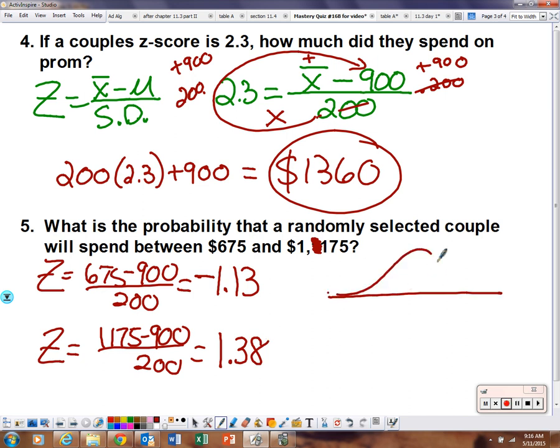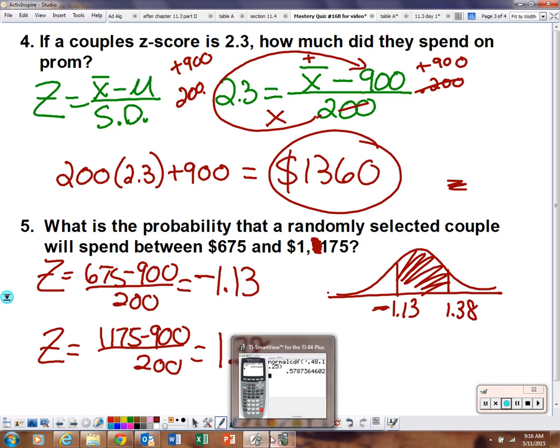Draw a picture. So I'm going to mark negative 1.13. Okay, this is being silly. Sorry, folks. Negative 1.13 and 1.38. I'm going to just mark that there. We want to know what's between. Again, you can look them up on the table, but the quickest way to do this is with the calculator, so I'm going to use the calculator.